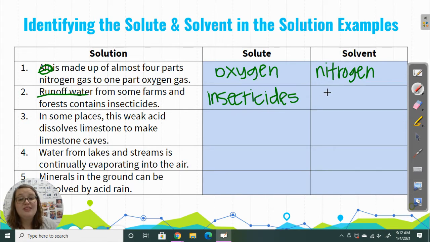And it's being dissolved in the water solution. Generally this would be like rainwater, but water is a fine answer.